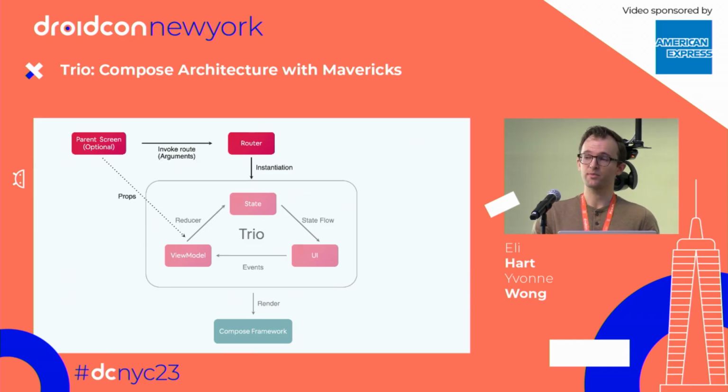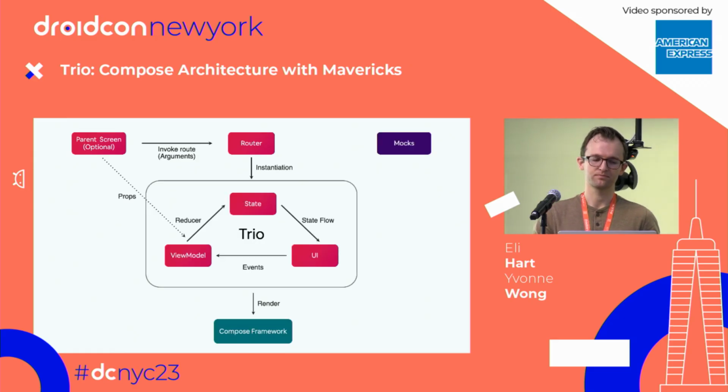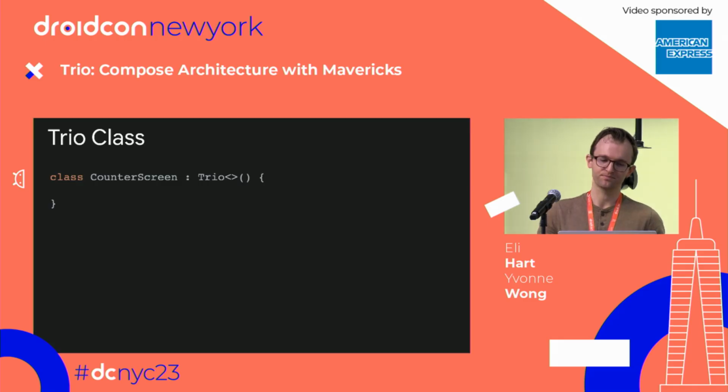This design was inspired by Square's workflow library, but Trio differs in that it was designed specifically for Compose UI and uses Mavericks view models for managing state and events. Each trio can be tested individually by instantiating it with mocked arguments, state, and props, coupled with Compose's state-based rendering and the view model's immutable state patterns, this provides controlled and deterministic testing environments.